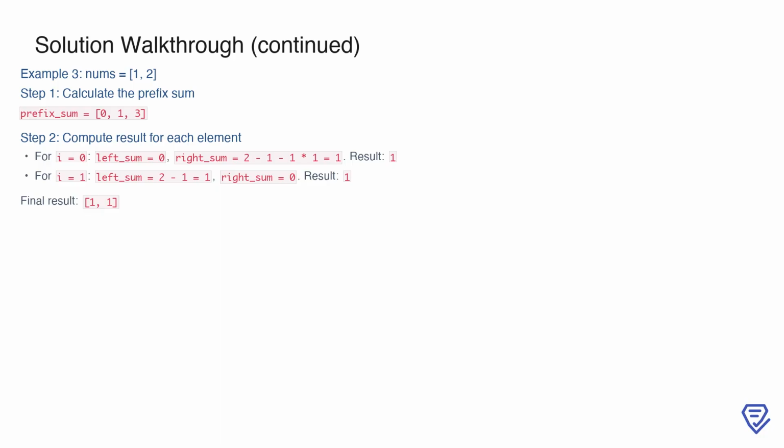For i equals 1, nums[1] is 2. The left sum is 1, and with no elements to the right the right sum is 0, resulting in result[1] equals 1. The final result is 1, 1. This demonstrates how the approach works for arrays of any size, leveraging the prefix sum to achieve efficient computation.